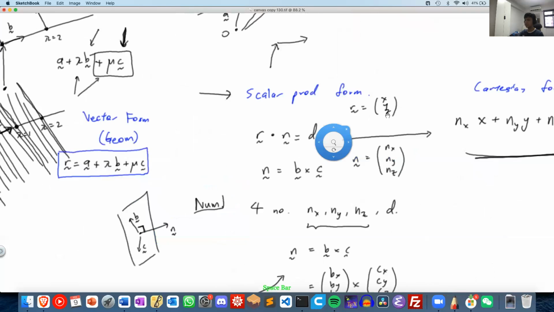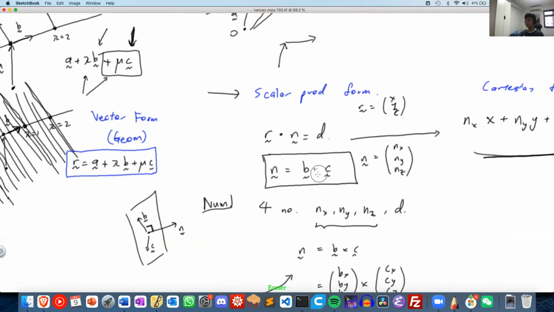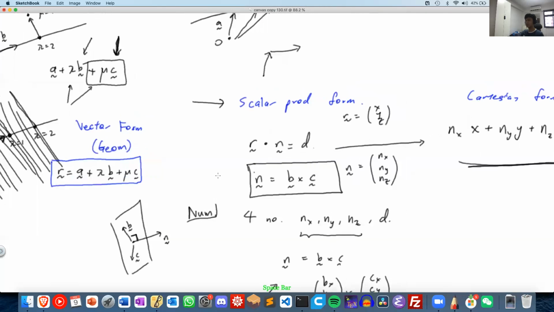Then after that, we learned how to convert the vector form to the scalar product form. How do you convert it? We need to compute a normal vector by taking b cross c. And why is a normal vector defined this way? If you look at the definition of a cross product, because b and c are parallel to the plane, n equals b cross c will be the normal to the plane. So that's owing to the geometrical picture of the cross product. If you're unsure of this, then please revisit the cross product video.